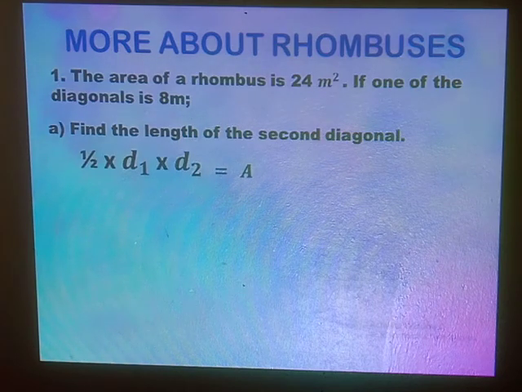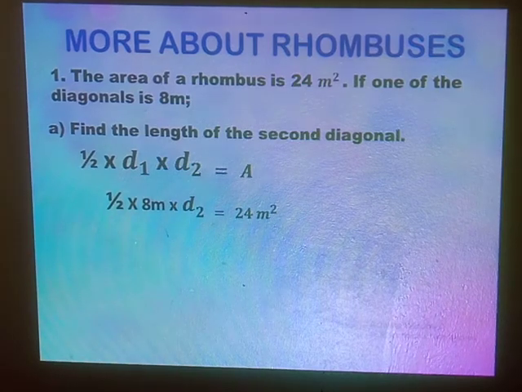I believe that's what you had last time. I have a half times diagonal 1 times diagonal 2 is equal to area. That is the formula. Our next step now will be substitution. We substitute what we have, what we don't have, we leave it the way it is. We have the area as 24 square meters. Diagonal 1 is 8 meters. So let's substitute.